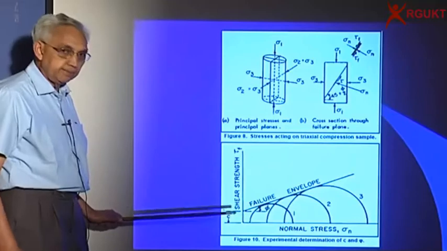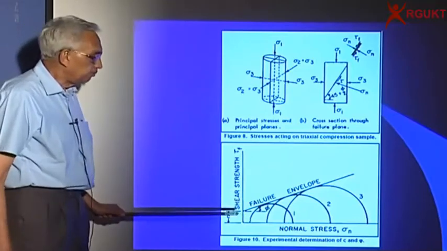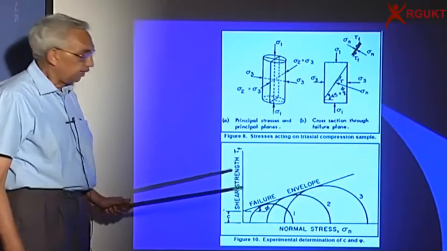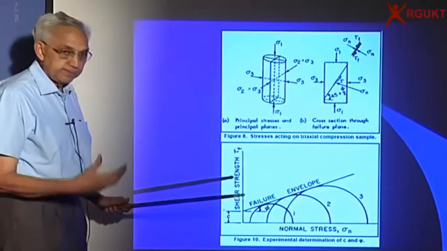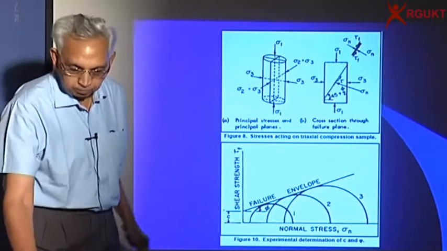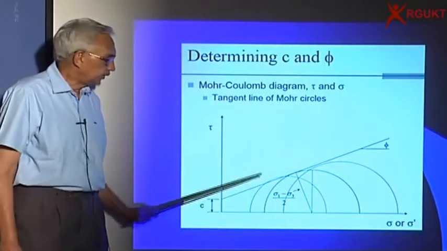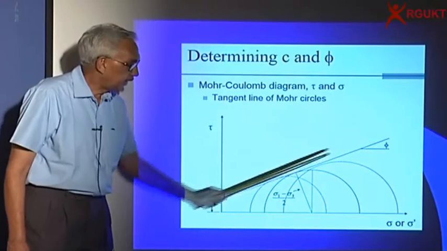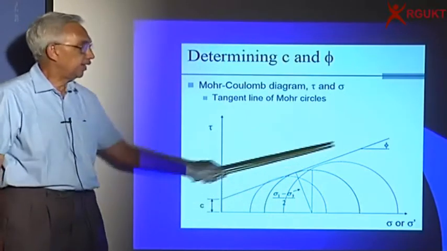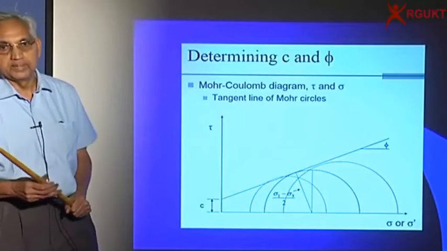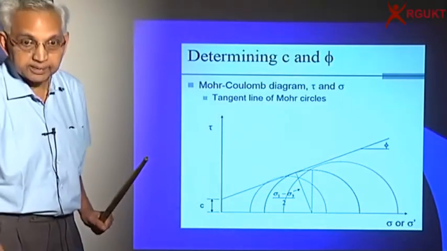If C is 0, it becomes a purely frictional material. The strength depends only on angle of shearing resistance, and there is no cohesion intercept. So you draw the Mohr circles here and draw a line, you will get C and phi. This is how we try to determine C and phi: a tangent to all the Mohr circles.